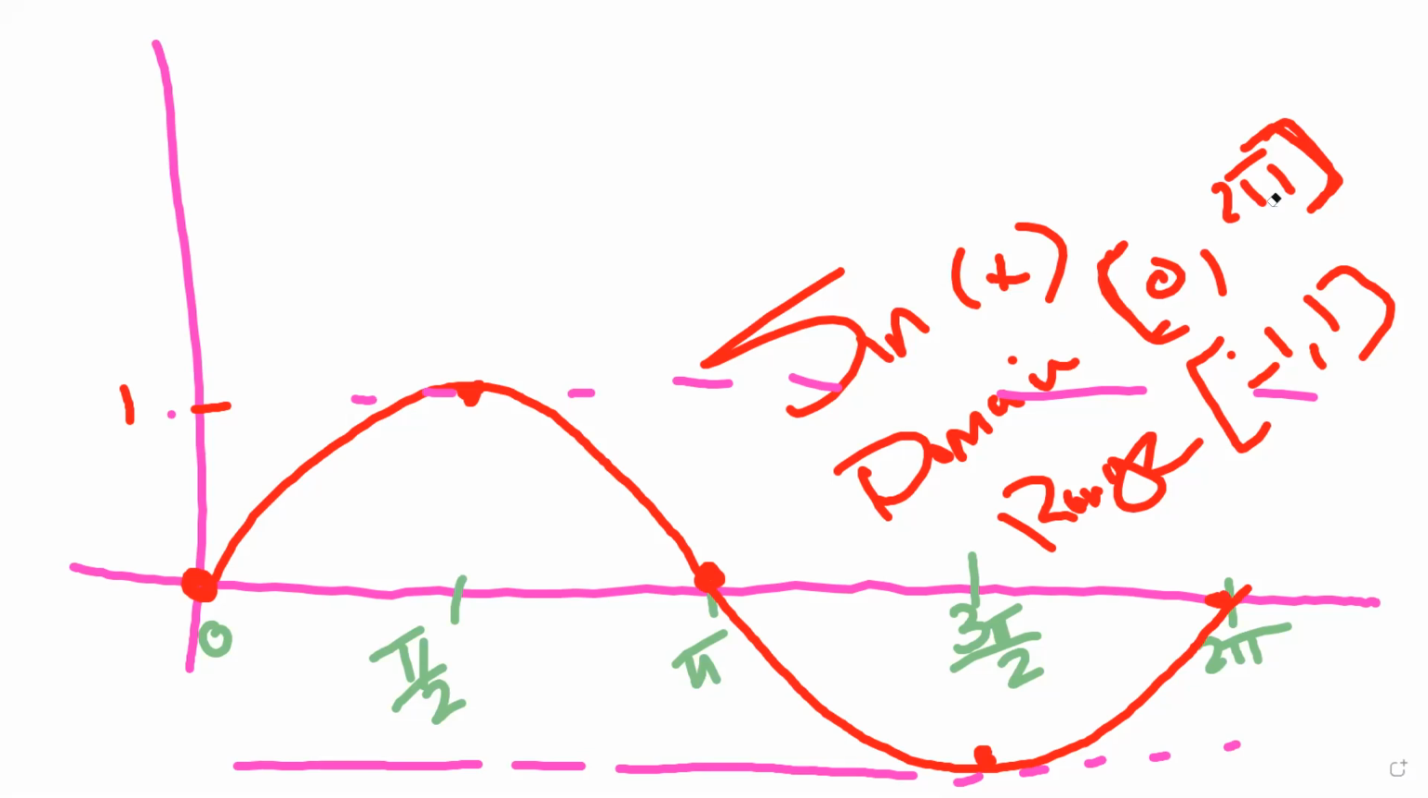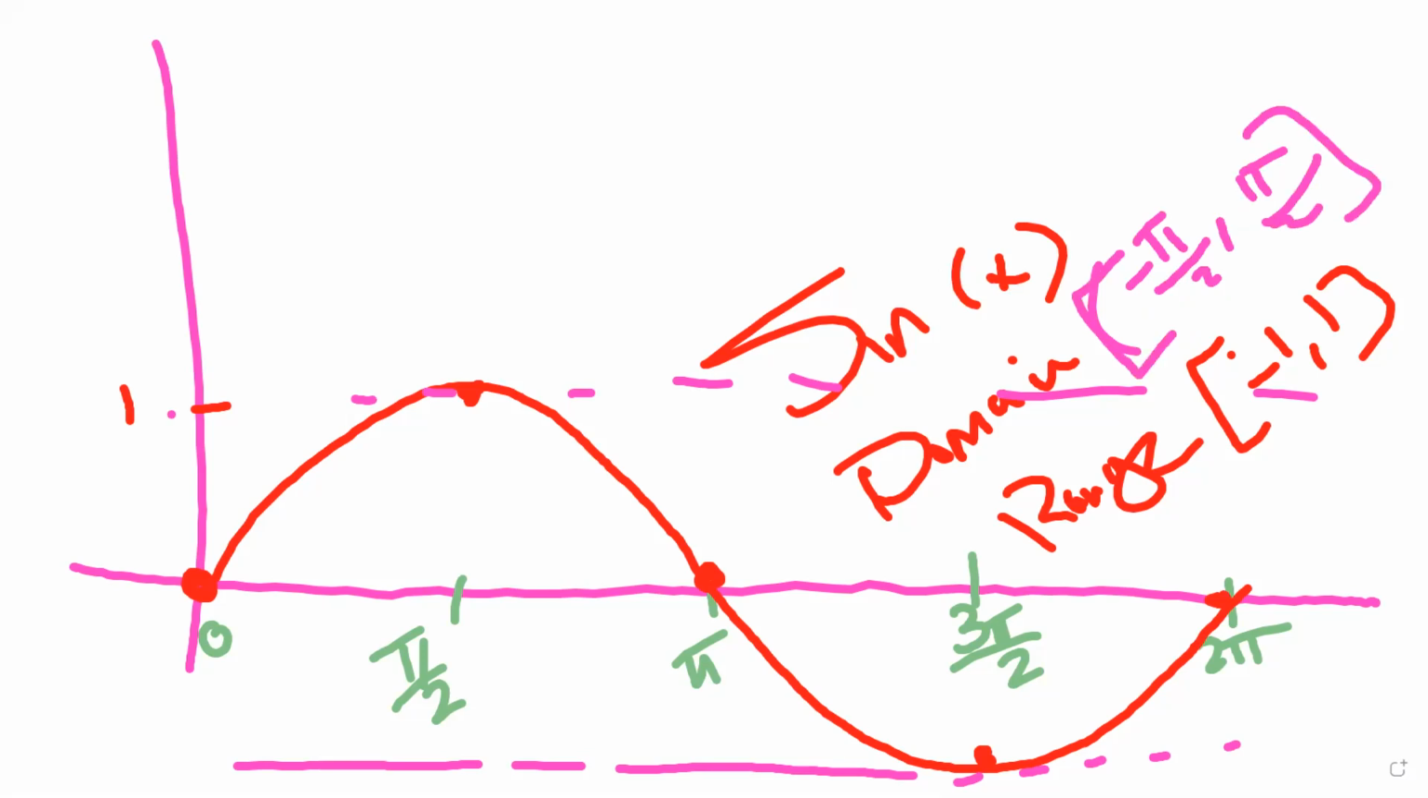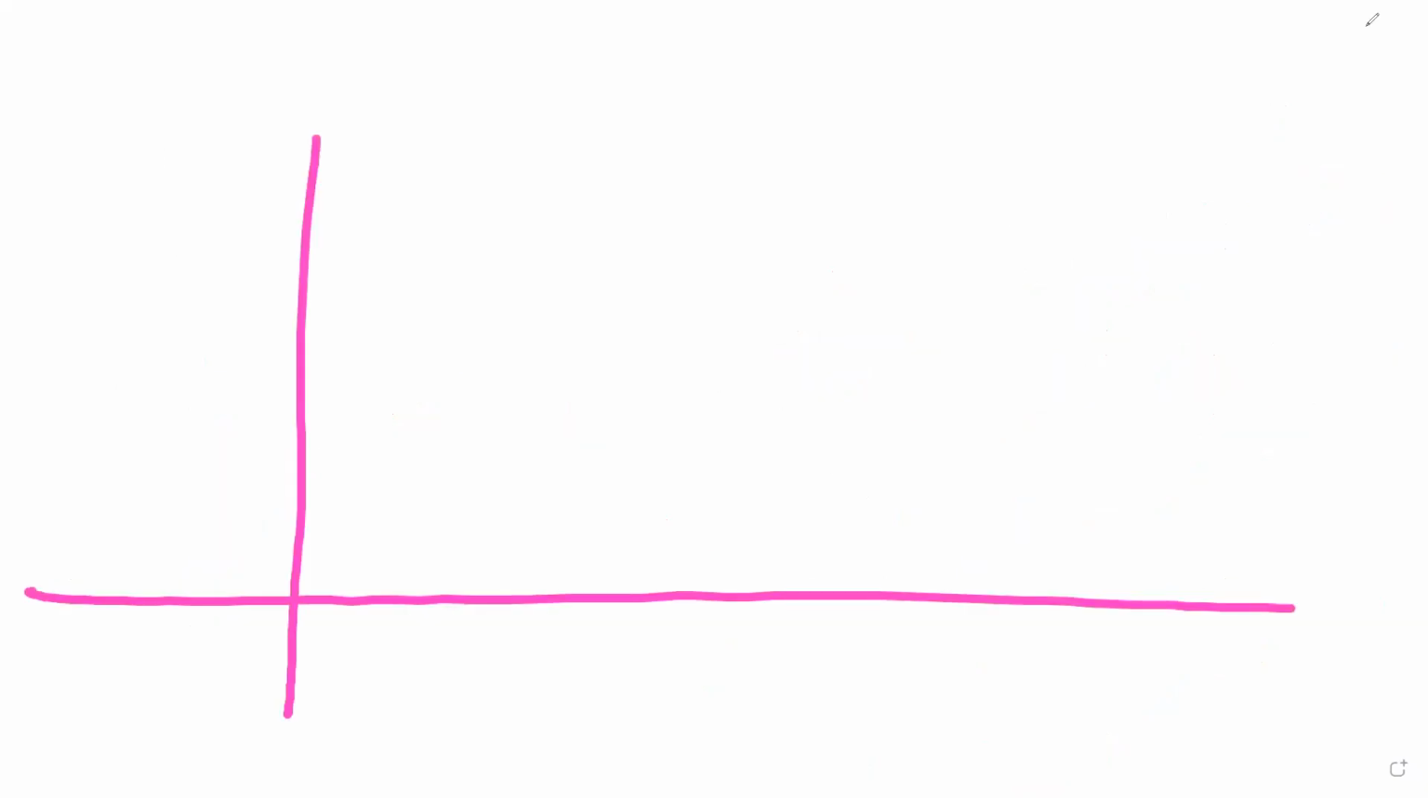Let's make the sine domain here from negative pi over 2 up to pi over 2. This is our book: from negative pi over 2 to pi over 2. Let's repeat it here. In our book, they say that this is pi over 2.